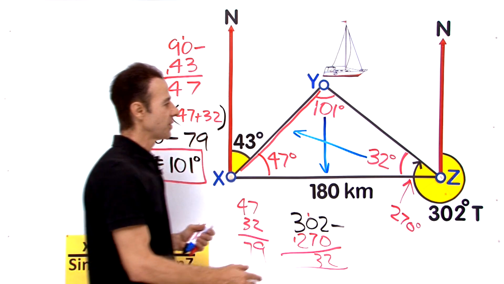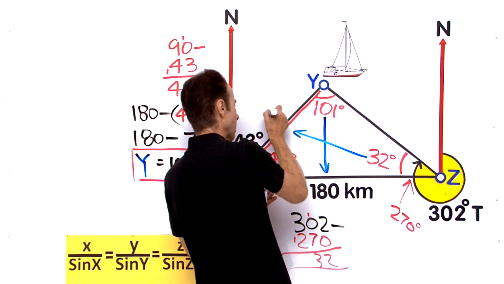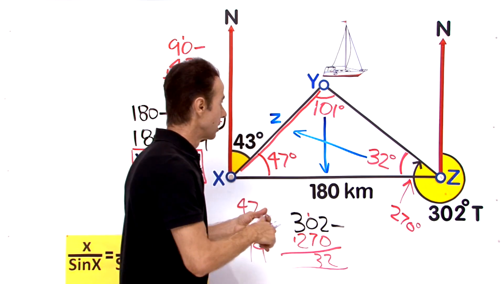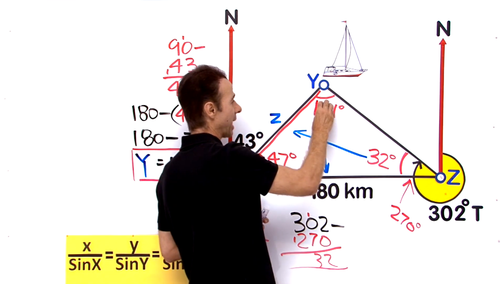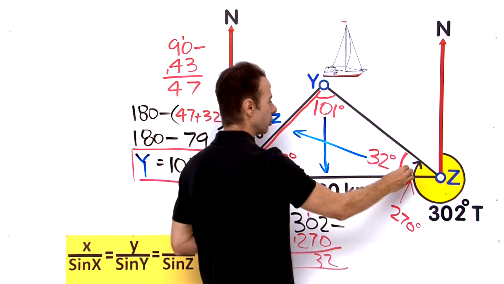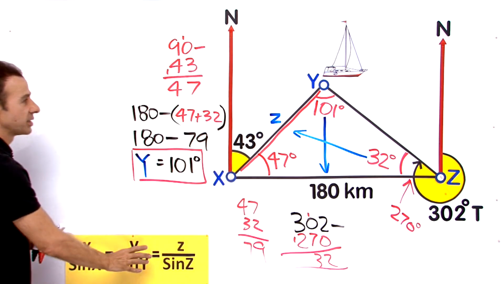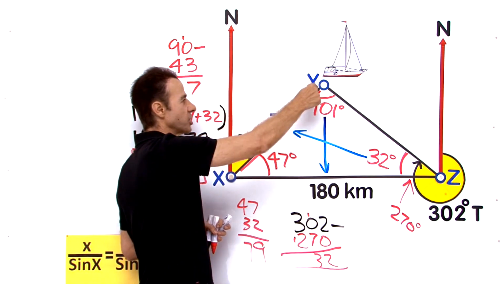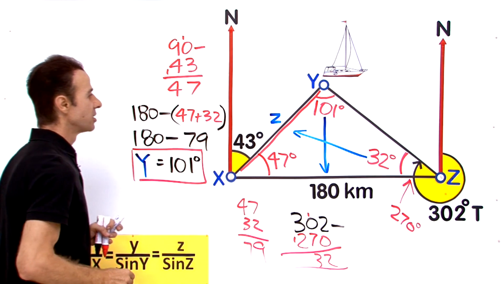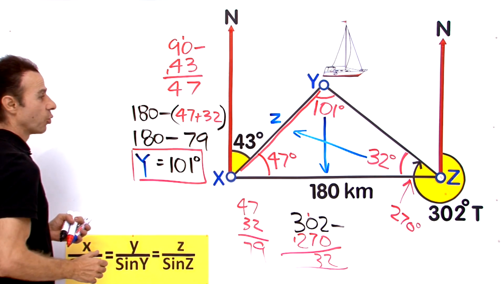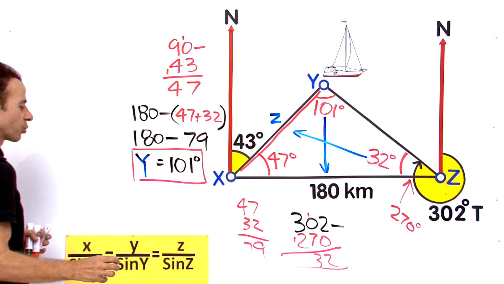So what do we have here? If that's big Z, the angle 32, then this is going to be little z right here. Let me just fix this up there. So we have a known angle with a known length, known angle, unknown length. So we've got 3 knowns, 1 unknown. So let's use the sine rule to determine what the length z is, which is between x and y. We want to know how far the yacht is from port x. So let's use the sine rule right here. First of all, we have the 101 degrees and the 180.